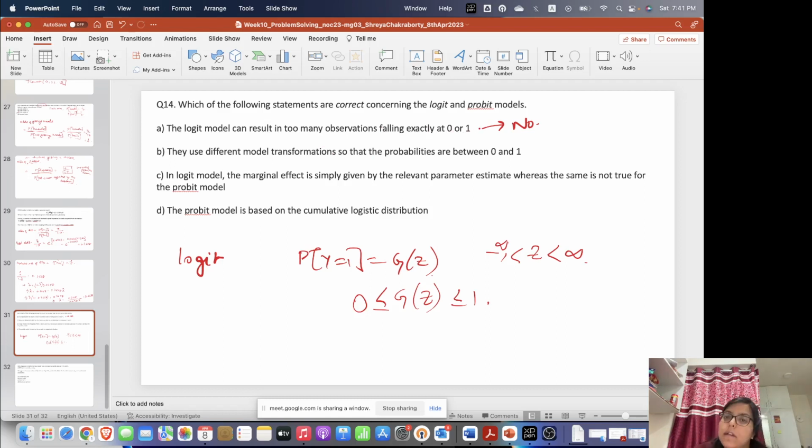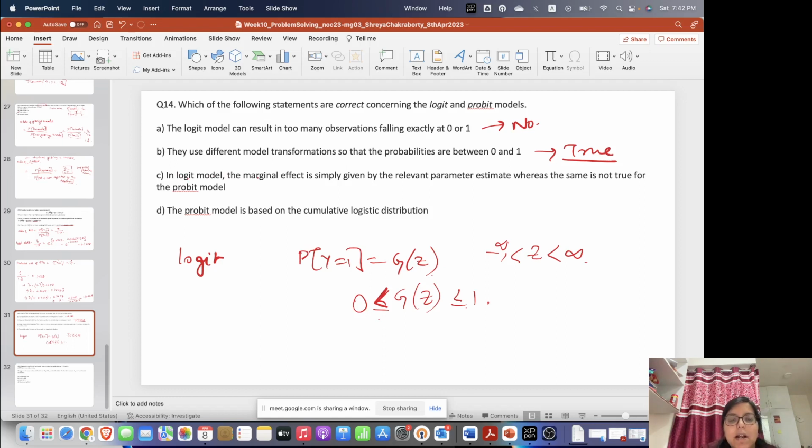This would have been possible with a linear probability model that we have truncated at 0 and 1, so that the regression equation is constrained and does not take a negative predicted probability or a predicted probability greater than 1. So this statement is not true. The next one: they use different model transformations so that probabilities are between 0 and 1. This is true. They use some sort of transformation such that the predicted probability is between 0 and 1.